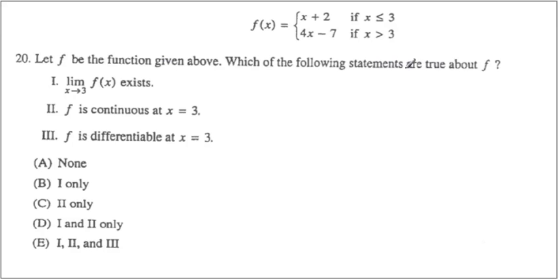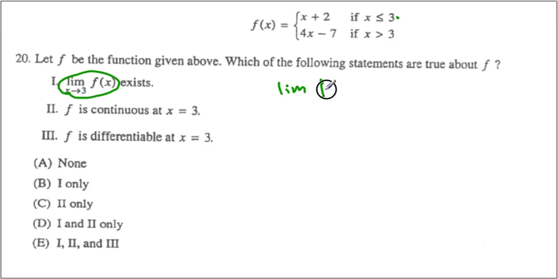All right, let's look at number 20. Which of the following statements is true about f? How would you know that this is true? In order to evaluate this, we have to realize that the left-sided limit and the right-sided limit have to be equal to each other. The left-sided limit means when x is less than 3, so we are looking at this expression. And the right-side limit, you can look into this expression.